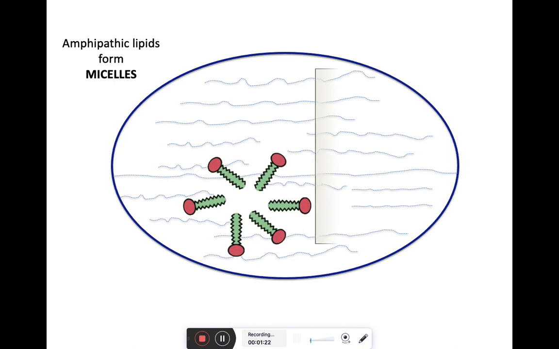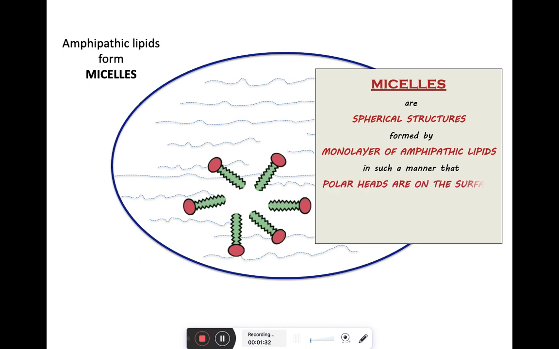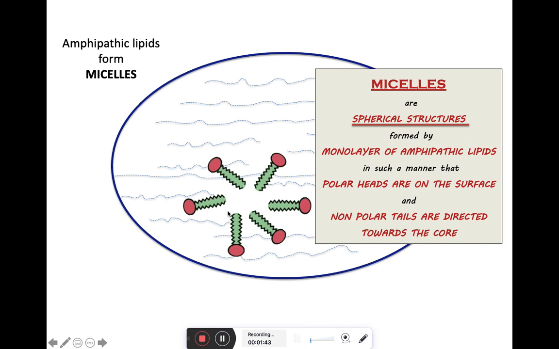What are micelles? Micelles are basically spherical structures formed by a monolayer of amphipathic lipids in such a manner that polar heads are on the surface and non-polar tails are directed towards the core. These are the important points to remember about micelles. Number one, it is a spherical structure. Number two, it is a monolayer of amphipathic lipids. Number three, polar heads on the surface. And number four, the non-polar tails towards the core.